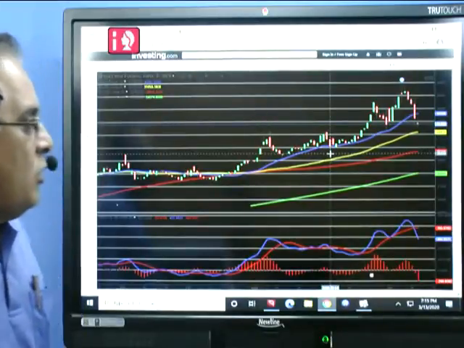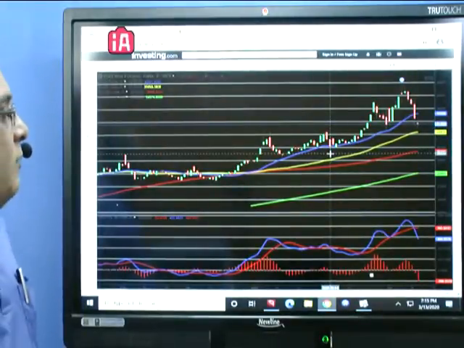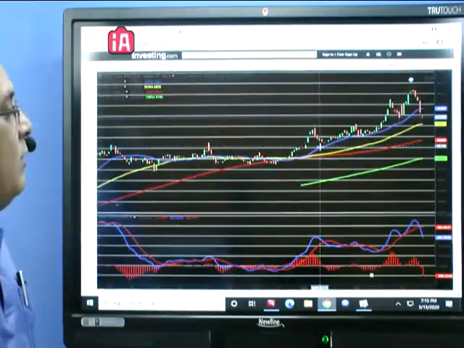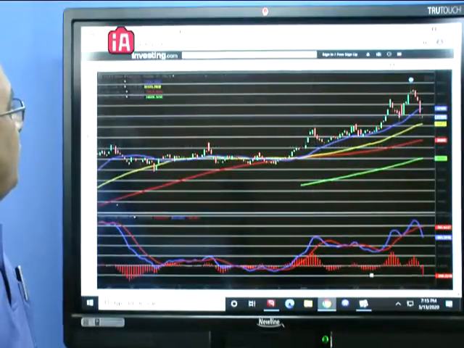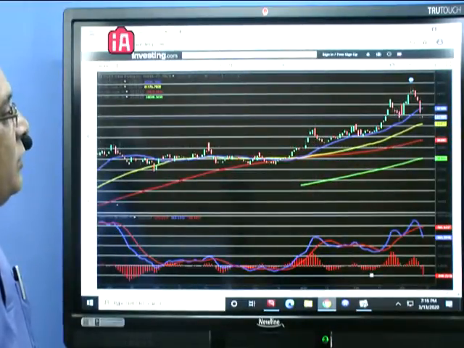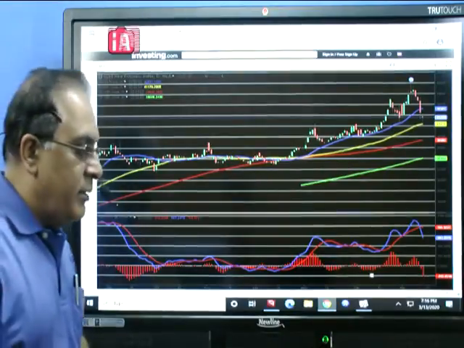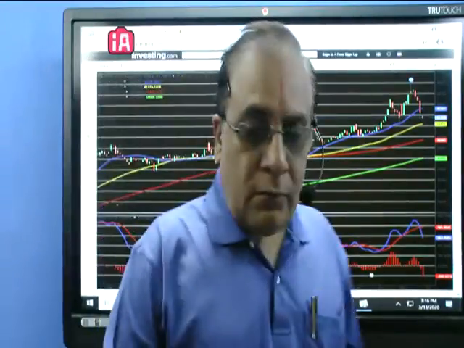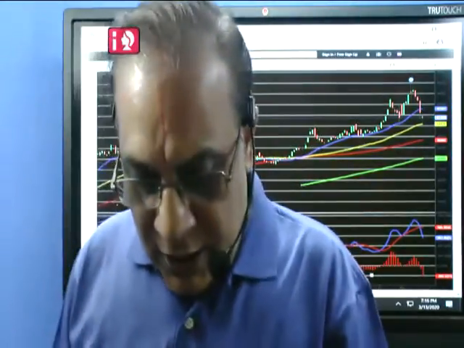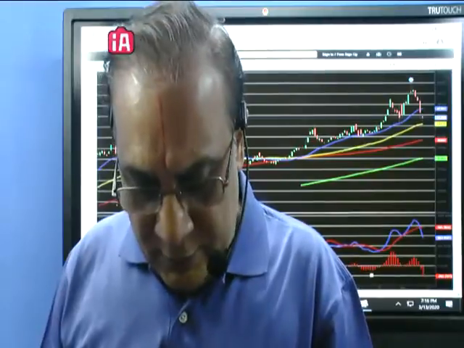So gold is not a place right now for investment. Probably one has to wait for some more time before the investment opportunity comes as far as gold is concerned. So this is the gold scenario right now. Let's look at what's happening as far as crude oil is concerned. We will first look at the international crude price, and then we will come to the Indian price.